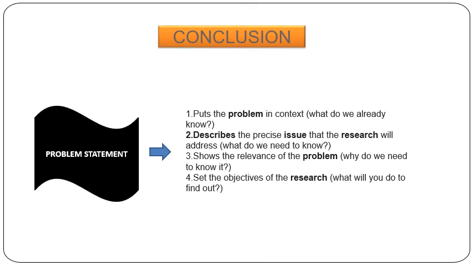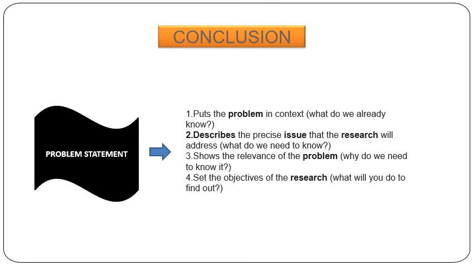Number two, it describes the precise issue that the research will address. What do we need to know? Is there a problem in your research area? Do you know what it is about? The specifics. Number three, show the relevance of the problem. Explain to your supervisor and explain to your invigilator why this is a problem, why it needs to be studied, why it is important.